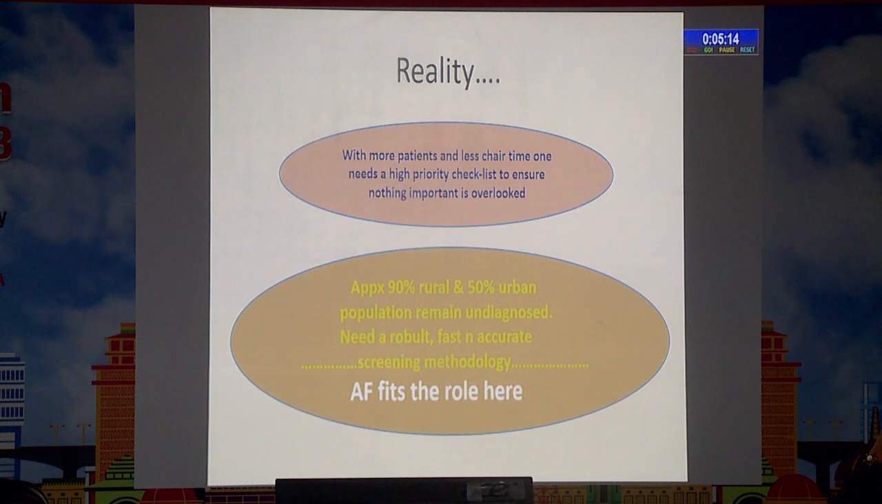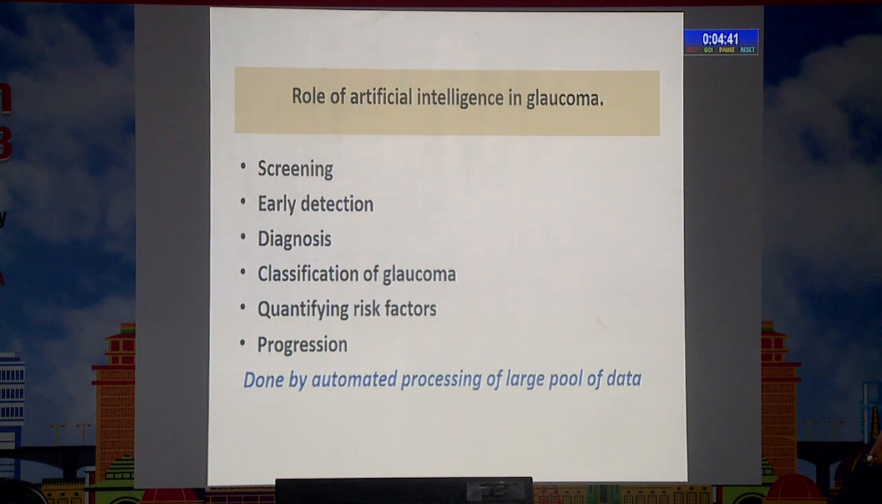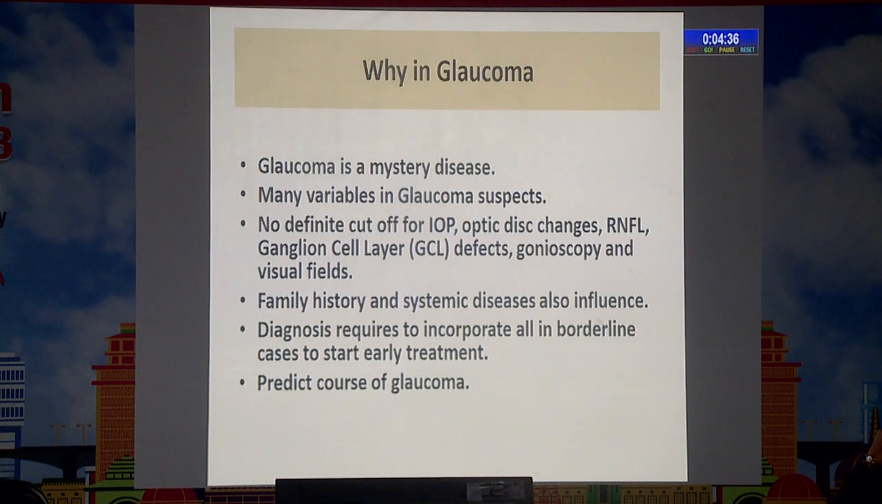The reality in the Indian scenario, rather the global scenario, is that with more patient time and less chair time, one needs a high priority checklist to ensure nothing important is overlooked. With approximately 90% of the rural and 50% of the urban population remaining undiagnosed, there is a need for a robust, fast, accurate screening methodology, and artificial intelligence fits the role here. The role of artificial intelligence is in screening, early detection, diagnosis, classification of glaucoma, and quantifying risk factors and progression. This is done by automated processing of a large pool of data, which can be done by artificial intelligence.